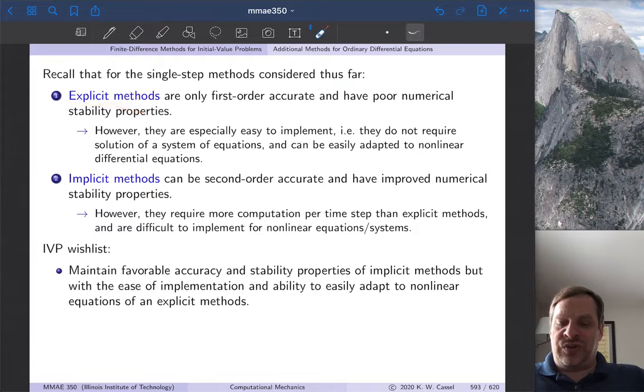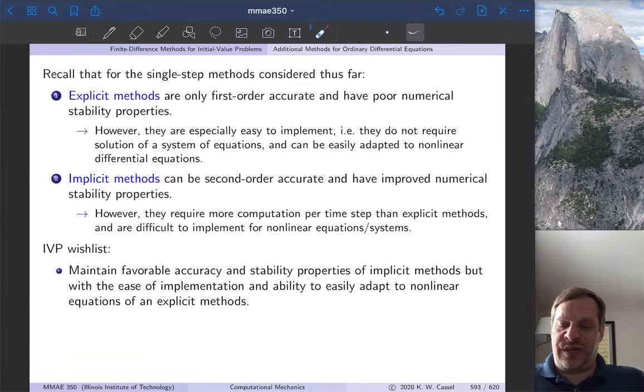So explicit methods are only first order accurate, so we have a first order explicit method and a first order implicit method, but the explicit method is only first order accurate. It has poor numerical stability properties, which is its biggest issue, but they're very easy to implement because the equations are explicit. You just do the calculation and it's done, and they don't require any special treatment for nonlinear differential equations. So very easy to implement, easy to extend to nonlinear equations, but they're first order accurate and often conditionally stable in terms of numerical stability.